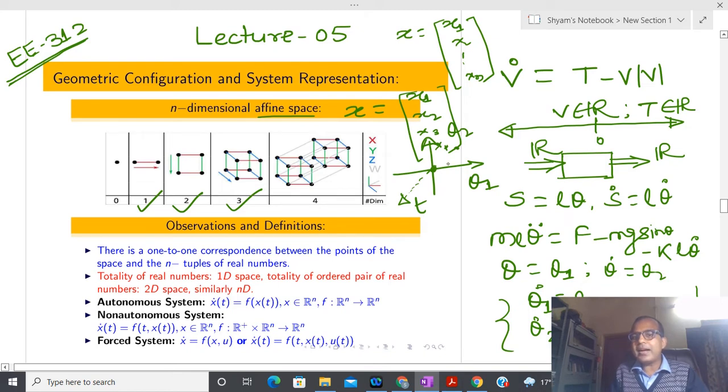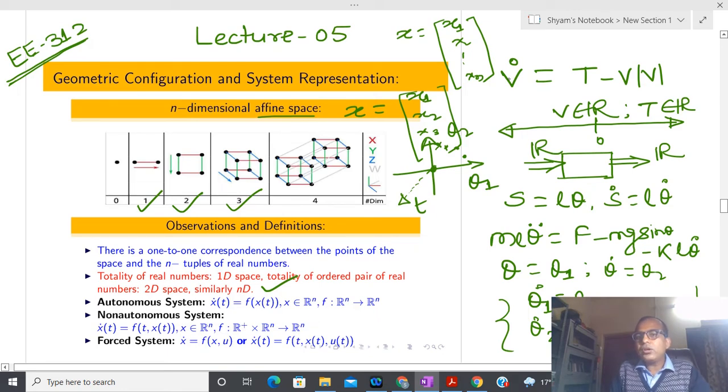It means that if some system is evolving in a two-dimensional plane, and you pick any point, then that is nothing but two real numbers. If you pick some point in n-dimensional space, then I have n-tuples of numbers, and obviously their order matters. So the totality of numbers is 1D space, the totality of ordered pairs of real numbers is 2D space, and similarly I can define the n-dimensional space. Now let us come to our main representation problem.